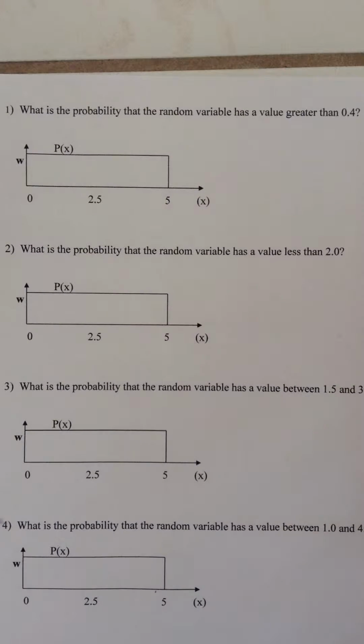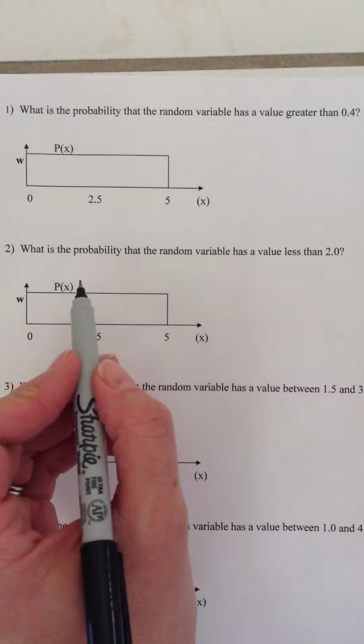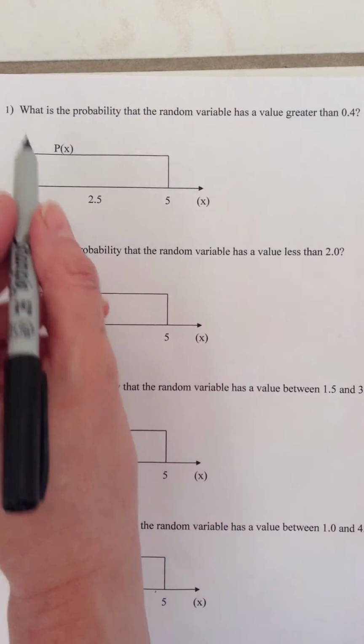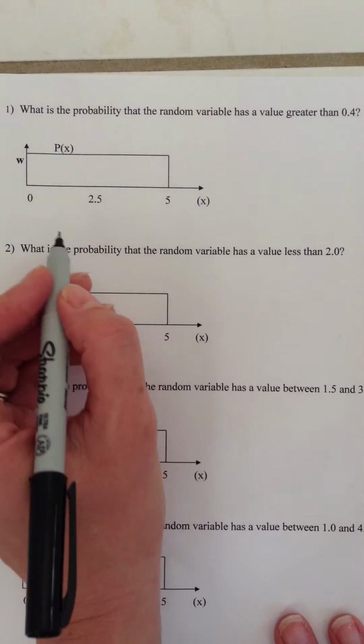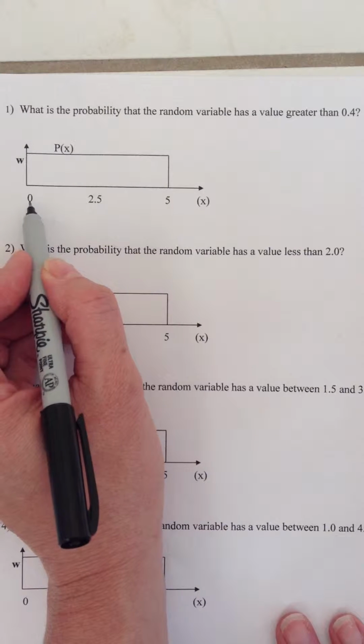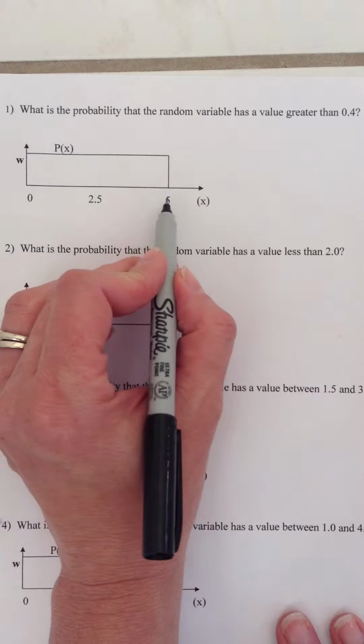I'm now going to show you how to do problems 1 through 4 on the Chapter 6 review packet. So for this section, we need to start with identifying the length and the width of our rectangle in order to utilize that to find our missing probabilities. So for this section, we have a length that goes from 0 to 5.